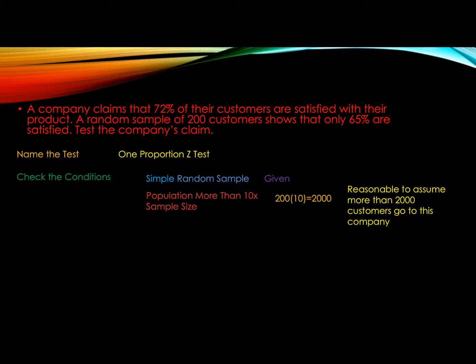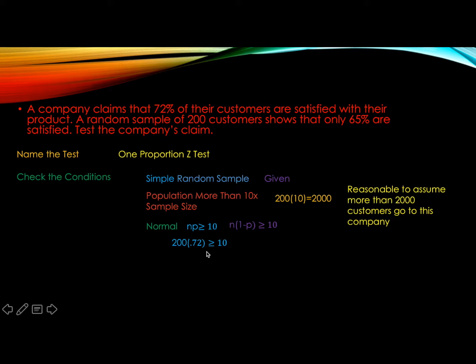The last condition is the normal condition. This makes sure that we can use a normal distribution to solve. For proportions, the size of the sample, n, times the proportion, p, has to be greater than or equal to 10. And n times 1 minus p also has to be greater than 10. In this problem, n is 200, and our proportion is 0.72, since that's the original claim. This 65 doesn't matter right now.